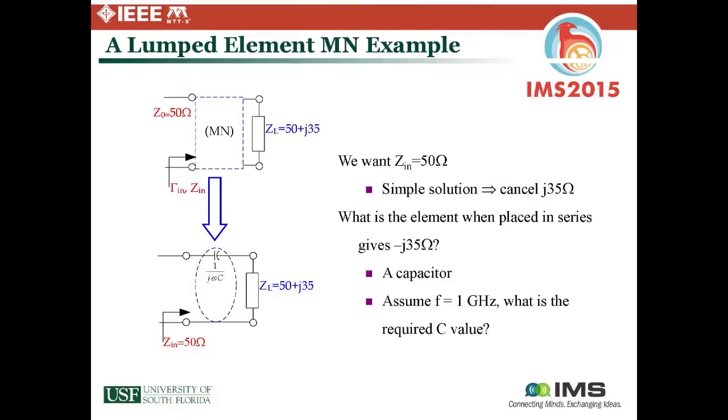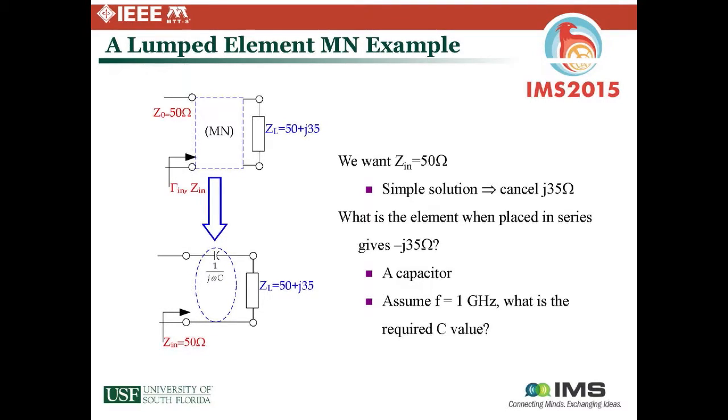Let's start very simple. You have a load of 50 plus j35, and you want Zn equals 50. This one you can almost do in your head. What we want to do is cancel that j35. How do we do that? We need an element that will give us minus j35. What kind of element is that? Series inductor? Series capacitor, okay.